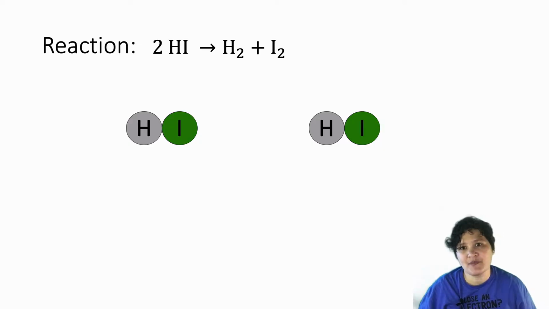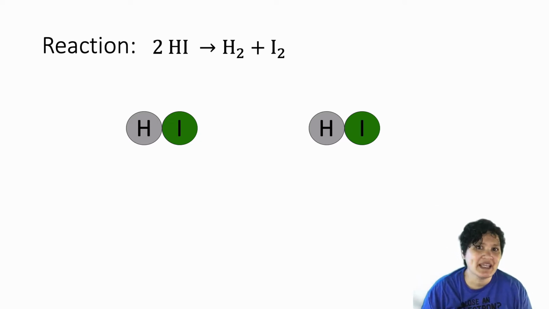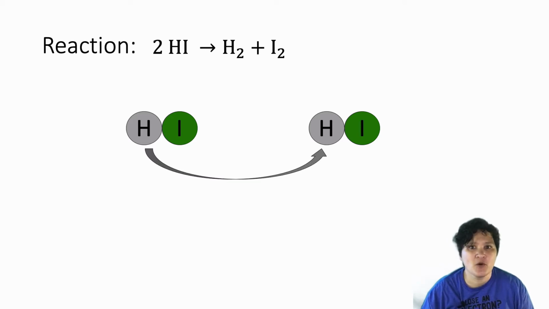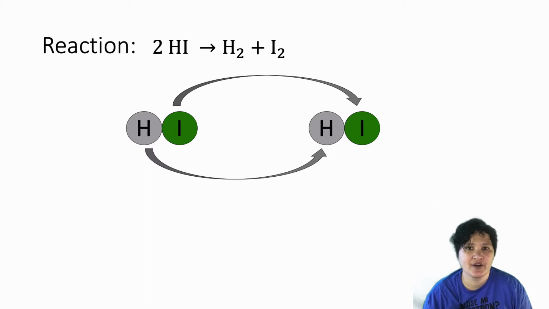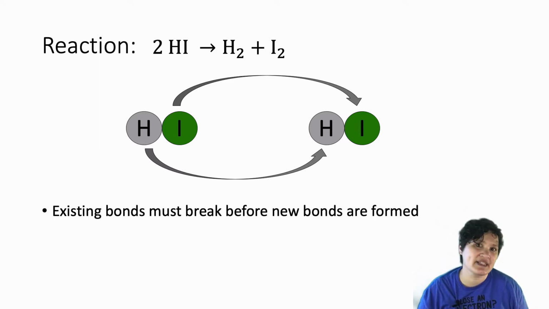So I want you to start off by thinking about a very simple reaction in which two molecules of HI react to form one molecule of H2 and one molecule of I2. We're going to keep coming back to this over and over. From the point of view of the physical location of each atom, what has to happen for this reaction to occur? Well, this hydrogen over here needs to form a bond with that hydrogen over there. This iodine needs to form a bond with that iodine. But for that to happen, we also need to break the existing bonds.